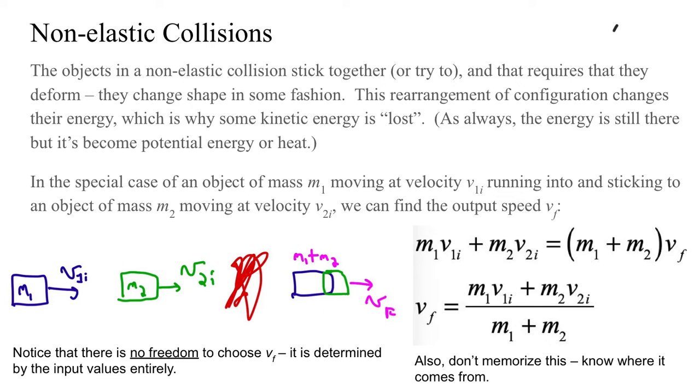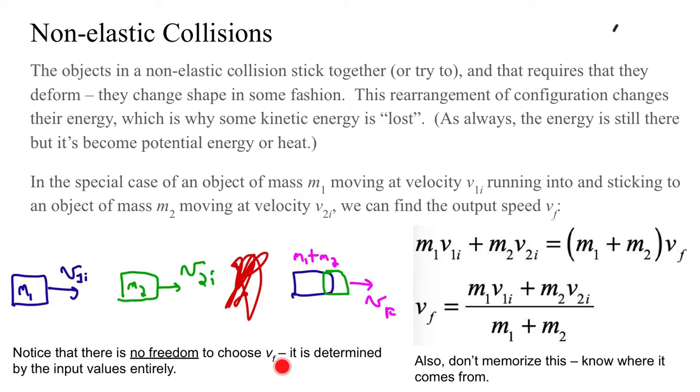We have our little picture here showing m1 moving at v1i, crashing into m2 moving at v2i, kablow. We don't know what happens during this, and the whole point is we don't know or care what happens. Various horrible forces go on, and they stick together, moving off at speed vf. Then we can just say the initial momentum, which is m1 v1i plus m2 v2i, equals the final momentum, which is just their sum, because they're moving as one object, times vf. And then we can solve this equation.